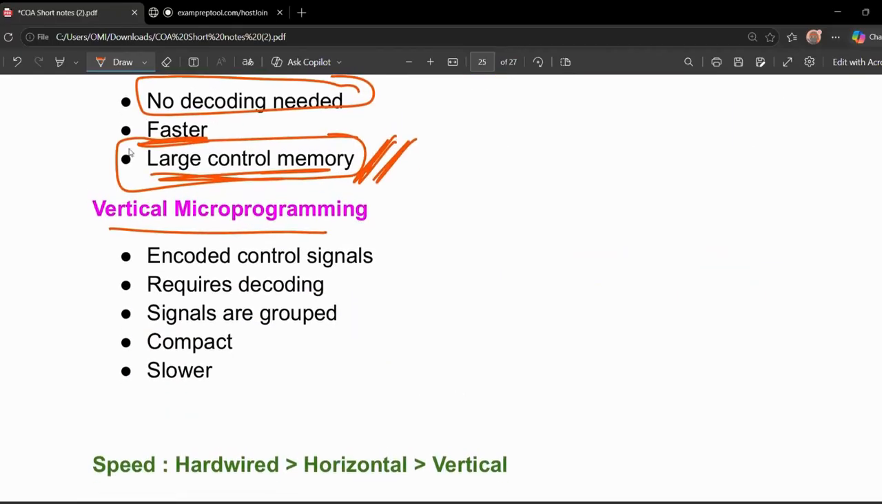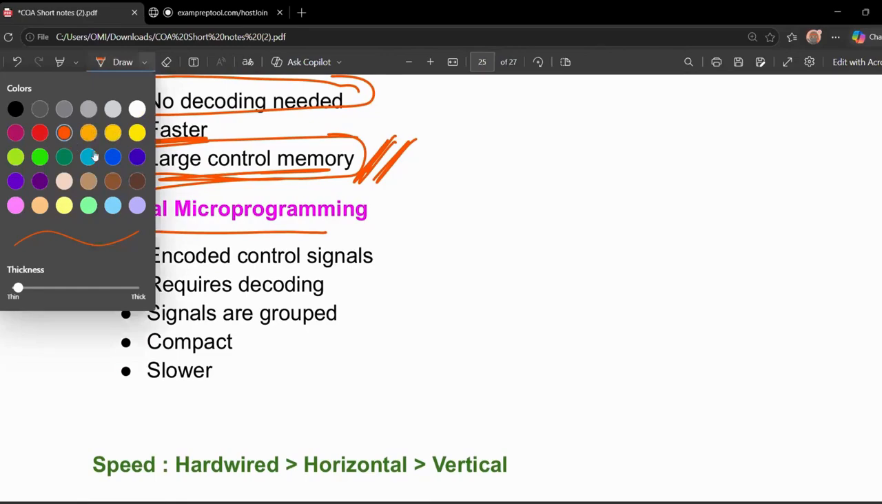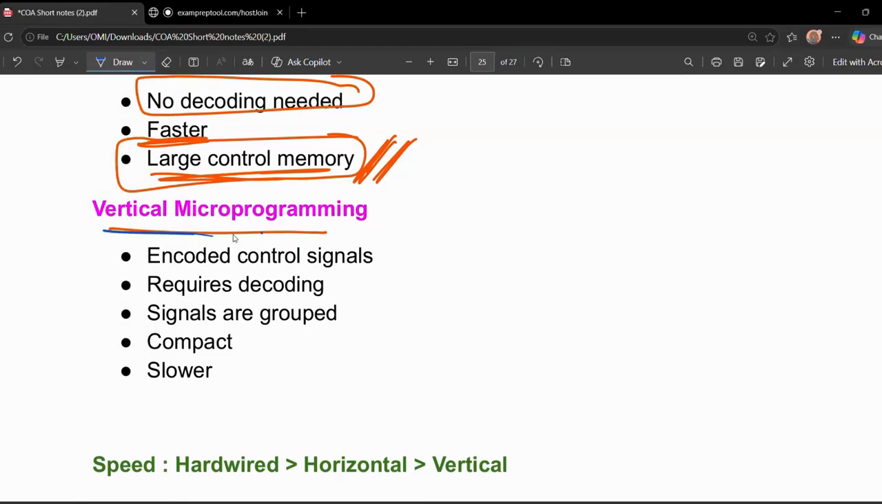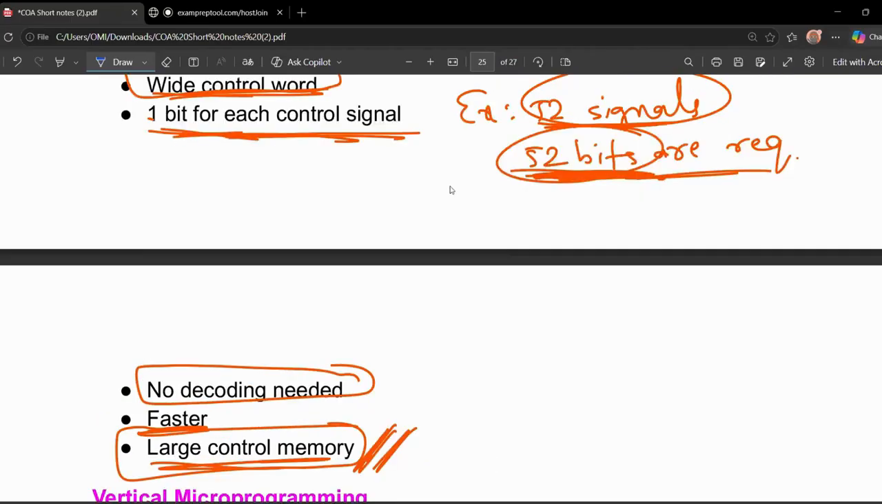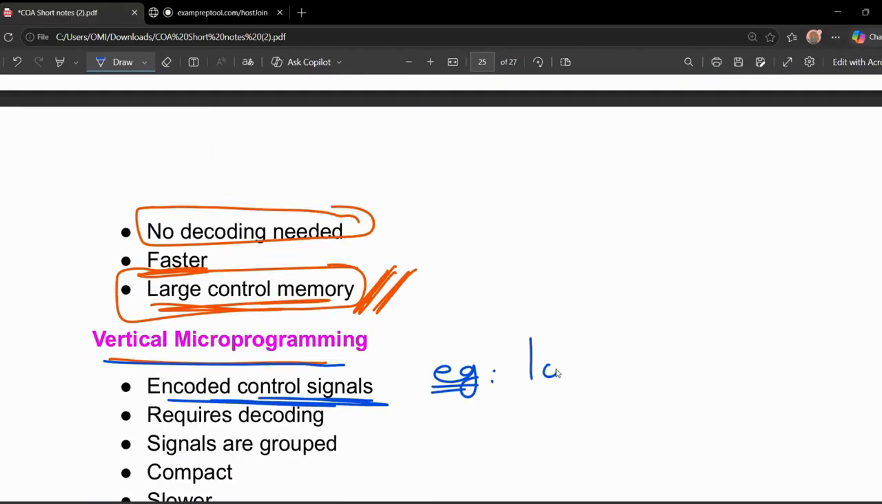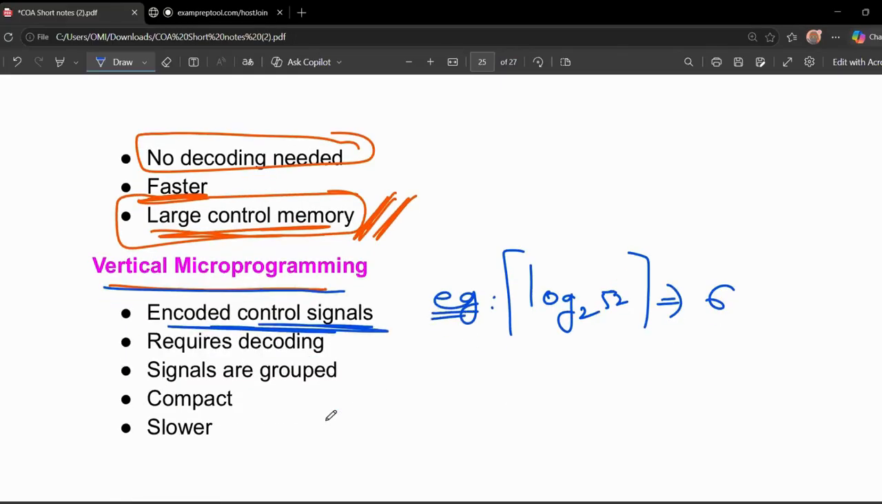Now, what happens in case of vertical microprogram? What we are doing is encoding the control signals. For example, if you have 52 control signals, you take log base 2 of 52, ceiling value, which is 6. So only 6 bits are required in this case, because here decoding happens.